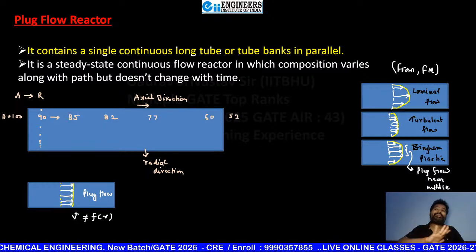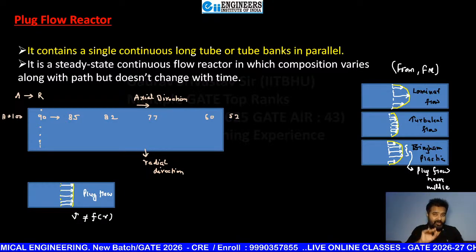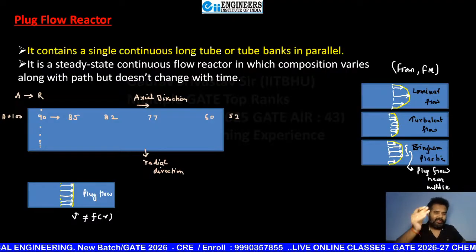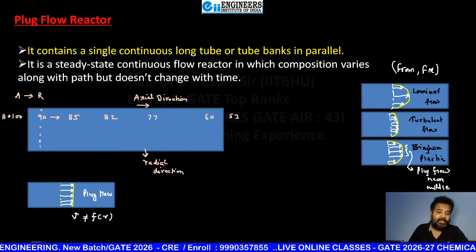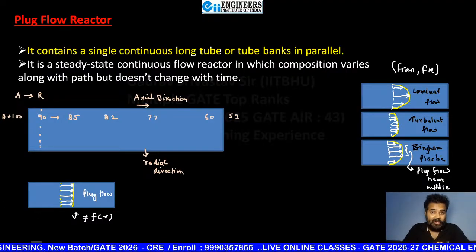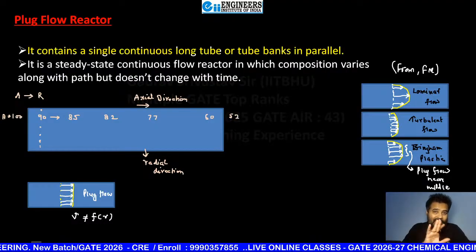Because you are telling radially there is no gradient, and no gradient means infinite mixing. Yes, sir, clear. Very good. So this is an ideal case, because in reality it is not possible.